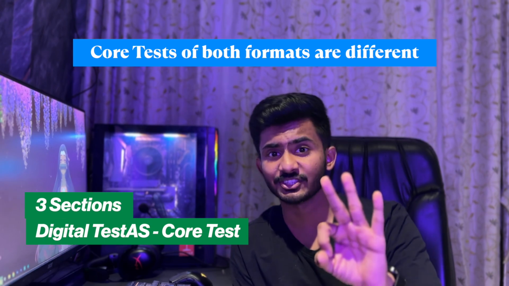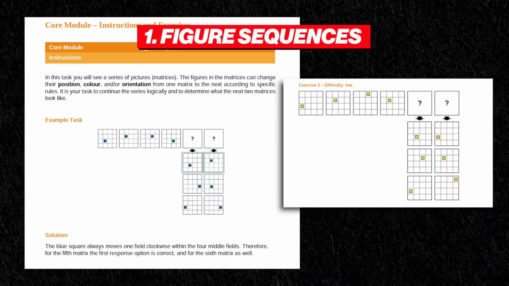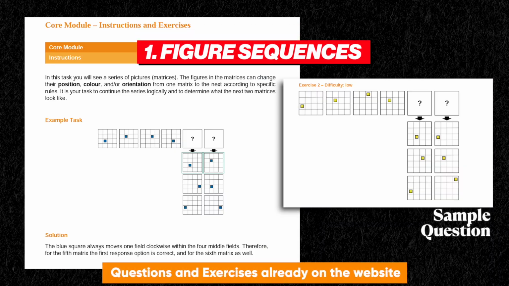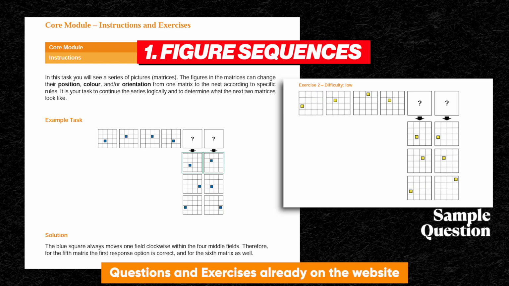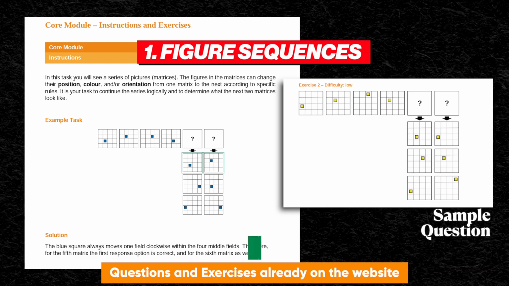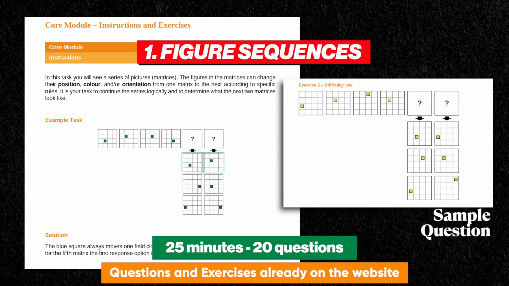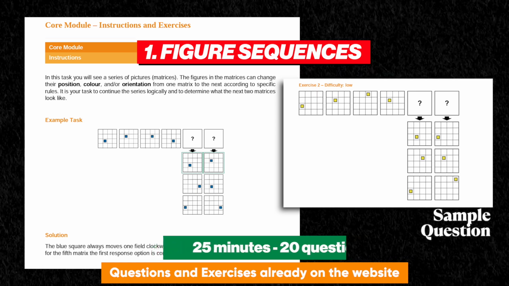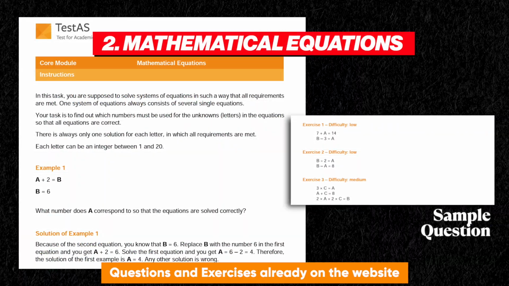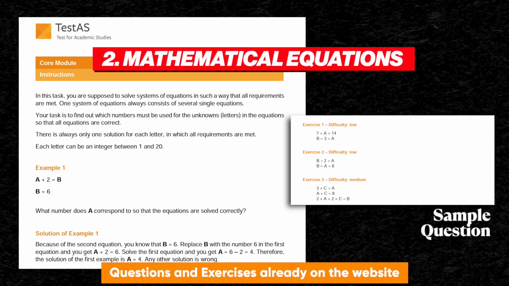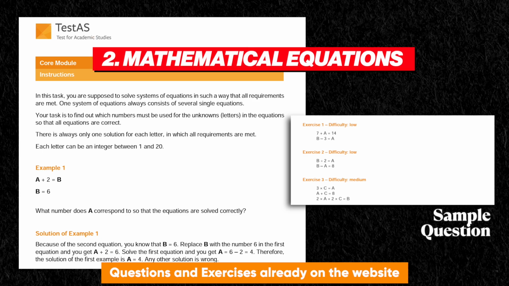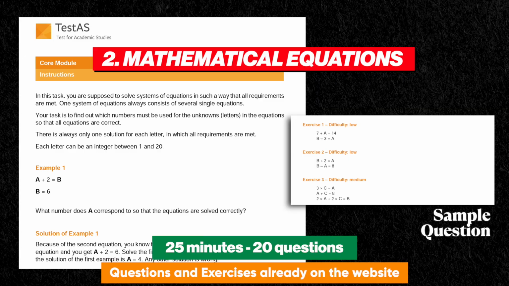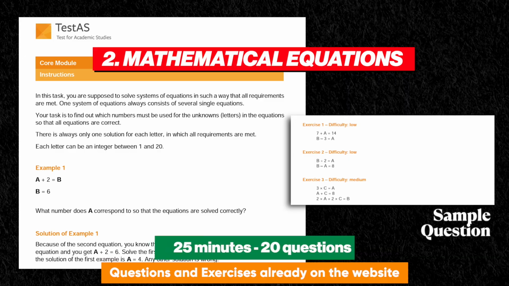It has 3 sections. First is figure sequences. Here you will be given a series of matrices and you need to determine the next 2 matrices in the series based on the options given to you. You will have 25 minutes to solve 20 such questions. Second is mathematical equations. Your task is to find out correct answers for the unknown letters in the given equations, and again, you have 25 minutes to solve 20 such questions.